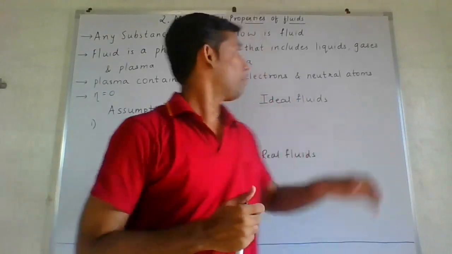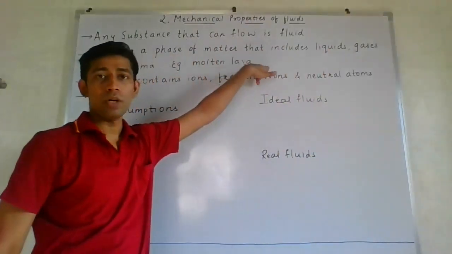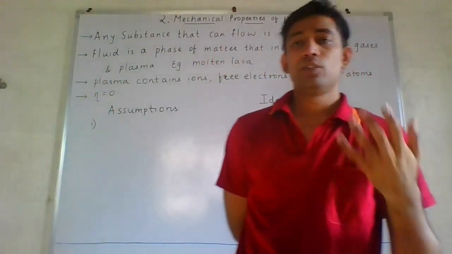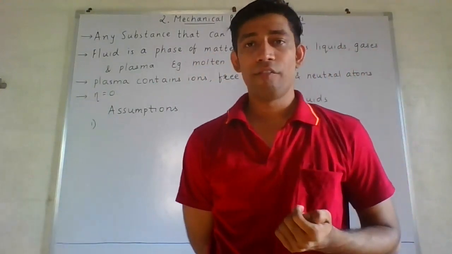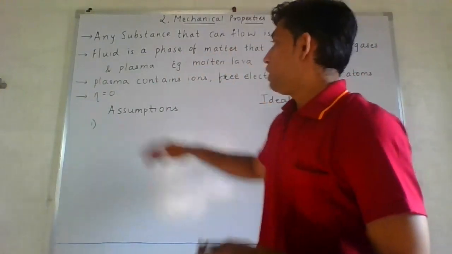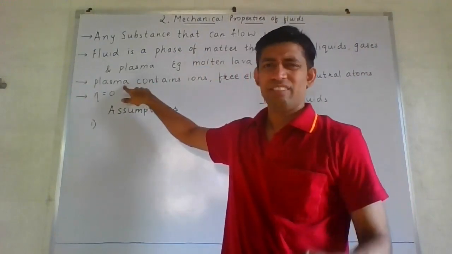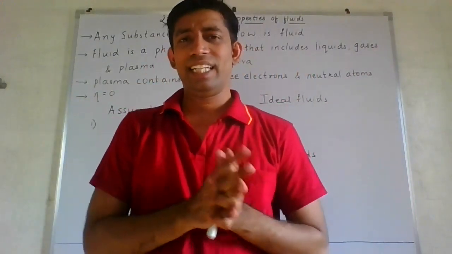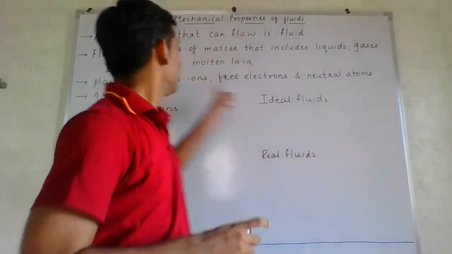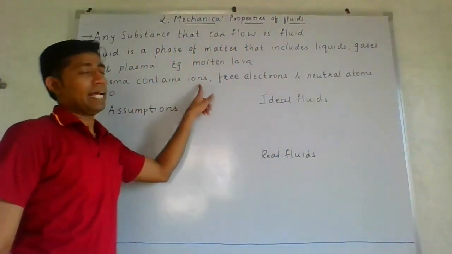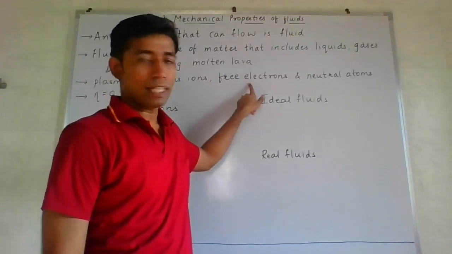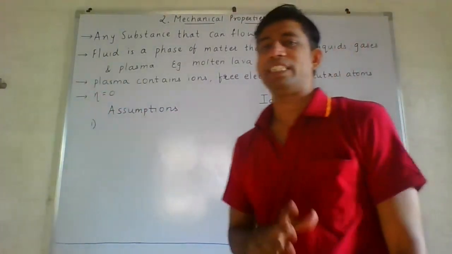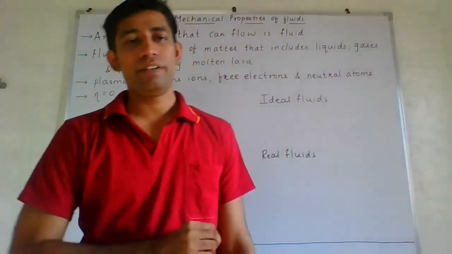Let's take example of lava. Lava flows quite hot, so that is also termed as a fluid. Now, what does plasma contain? We just have to study this in very less detail. It will contain ions, free electrons, and neutral atoms. We don't have to go into much detail of plasma, just a brief idea.